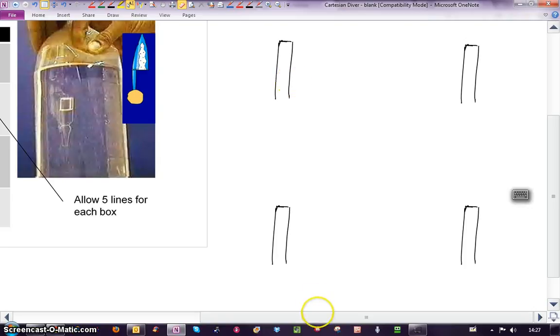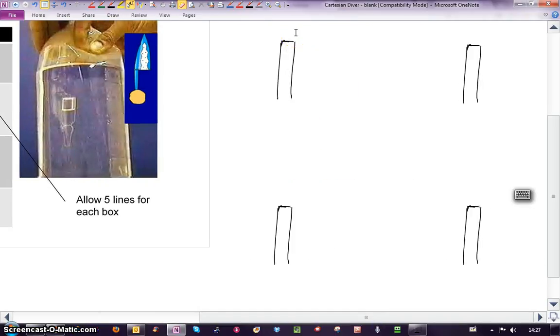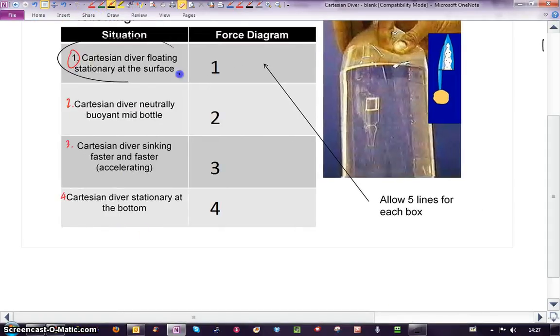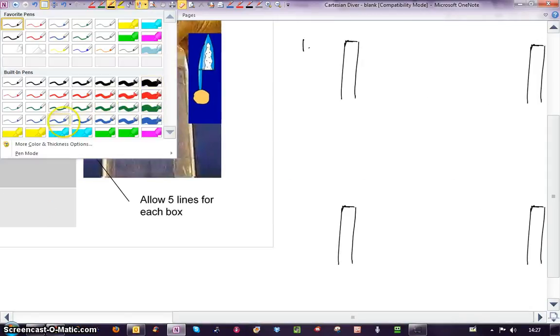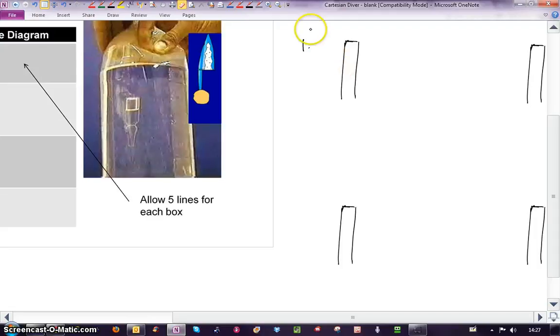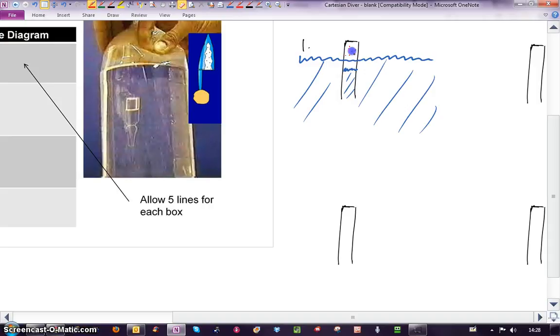But you can see here I've got my 4 Cartesian divers. I'm just going to pick up a pen. This is the first situation. If we remind ourselves, it's a Cartesian diver floating stationary at the surface. So I'm just going to change some of the colors on my pen because I'm going to draw the water level. Remember, this is floating at the surface, so here is the surface of the water. Inside your Cartesian diver you would have a level of water as well. I'm just going to represent this bit here. This is the air that's trapped inside the Cartesian diver.